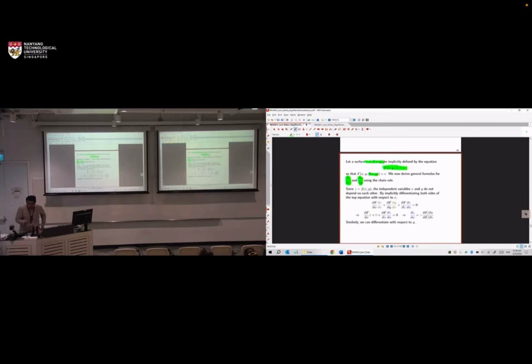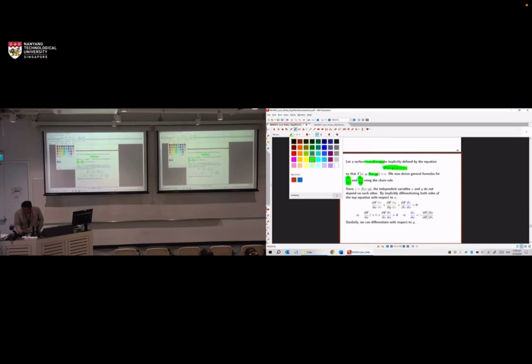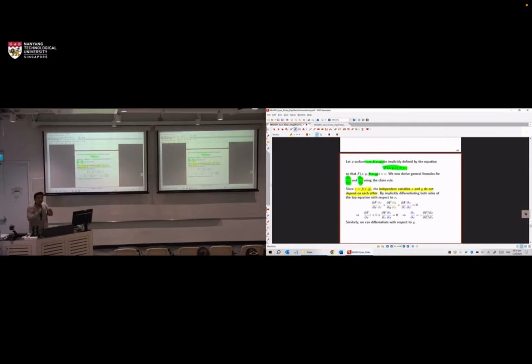But first things first, there are some basics that I need you to remember. Your z equals f(x, y). It means that your independent variables are x and y. They do not depend on each other. They are the inputs. They do not depend on each other. Right? Okay. So now you go and implicitly differentiate the original equation here.